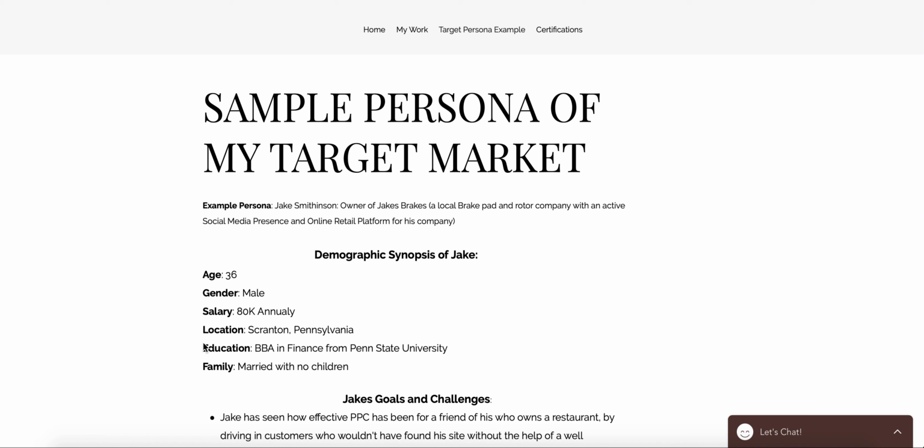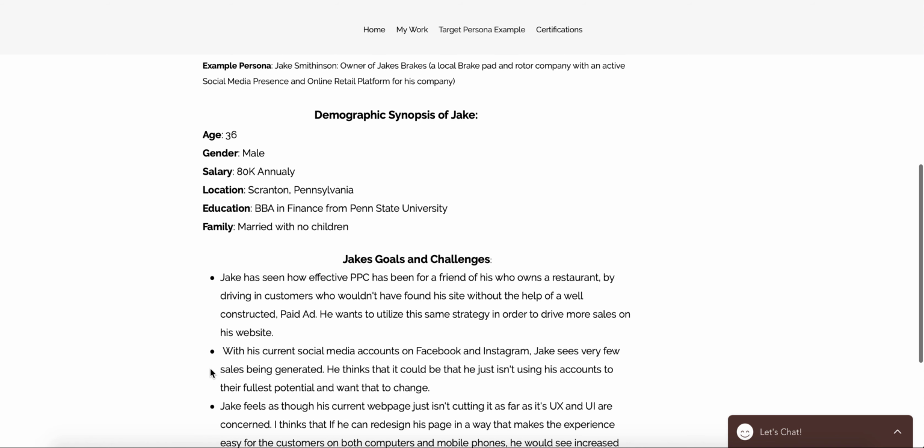I believe that his store is actually right next to Dunder Mifflin paper products. So that's a little office reference there. He got a BBA in finance, not marketing, because he wouldn't be contacting me if he got it in marketing. But he got it from Penn State University. He is married with no kids.